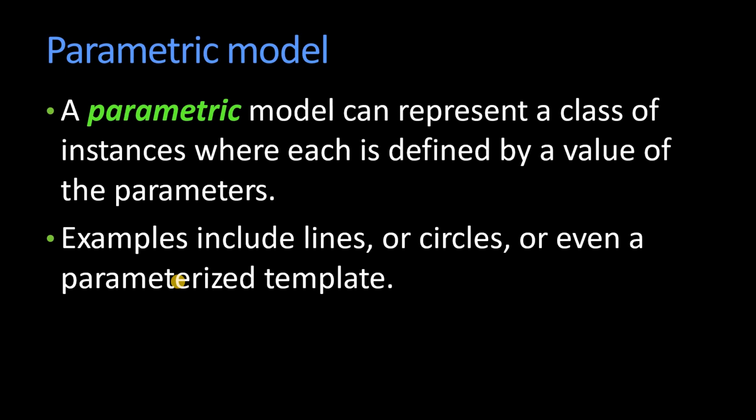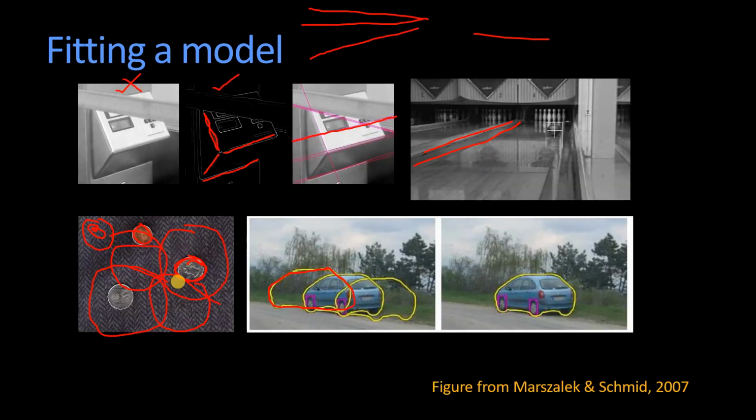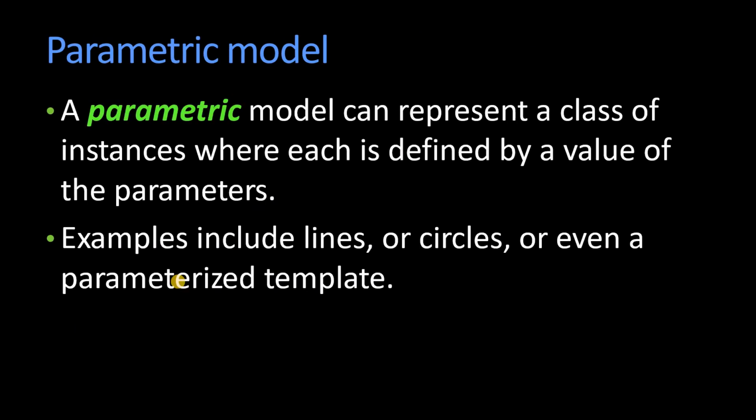So for such things that we want to find inside the image, at one time we will focus only on one thing. Remember, either we focus on a circle or on a line or on a square or rectangle. At one time we will search for one thing only, and that one thing we call a parametric model. A parametric model basically represents a class of instances where each is defined by a value of the parameters. So it is something that we want to find inside the image, and it can be defined by some values of parameters.